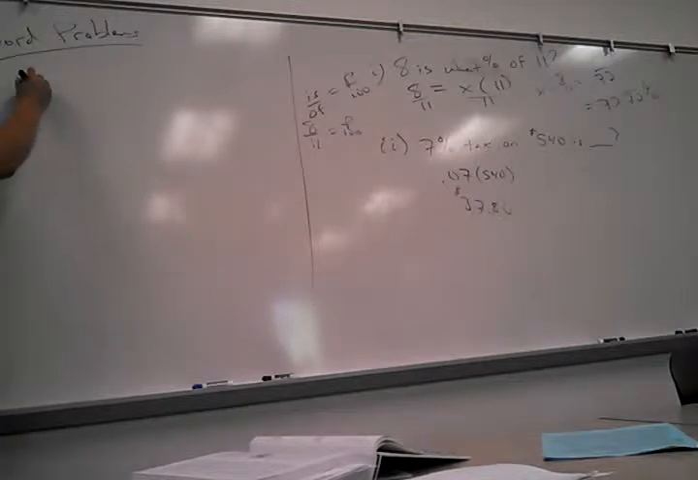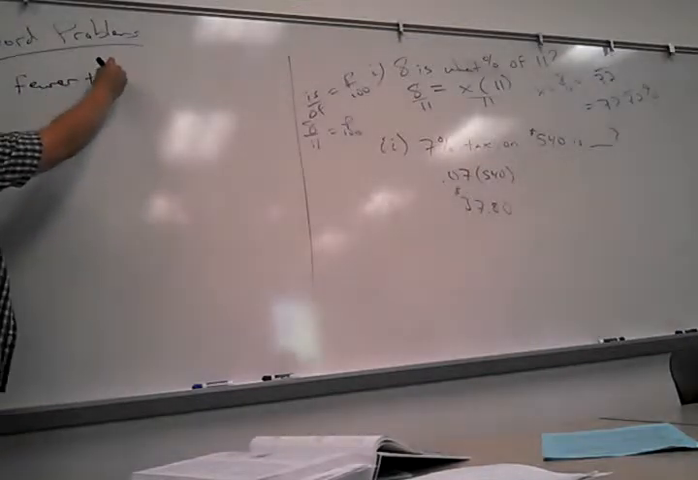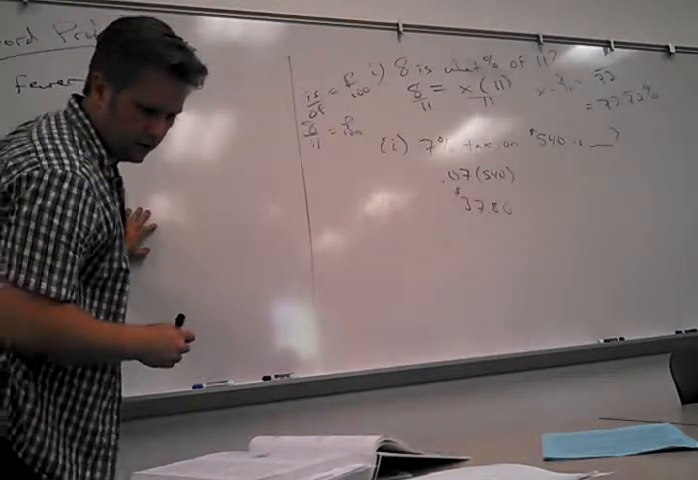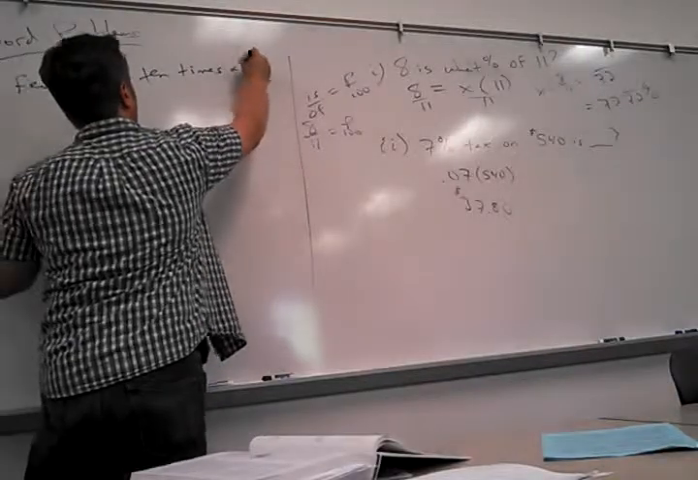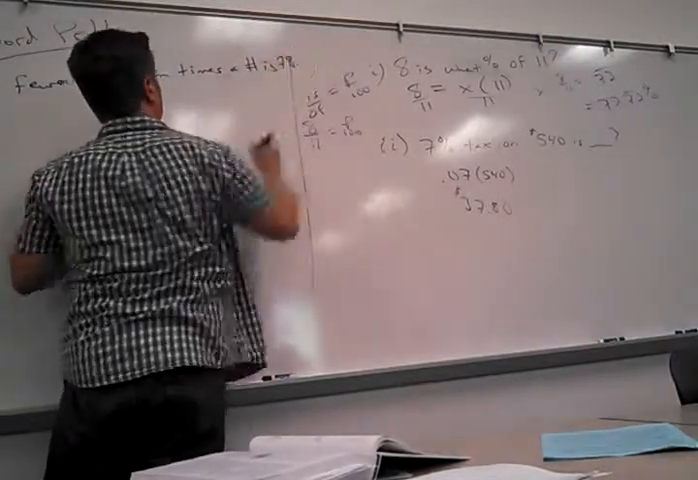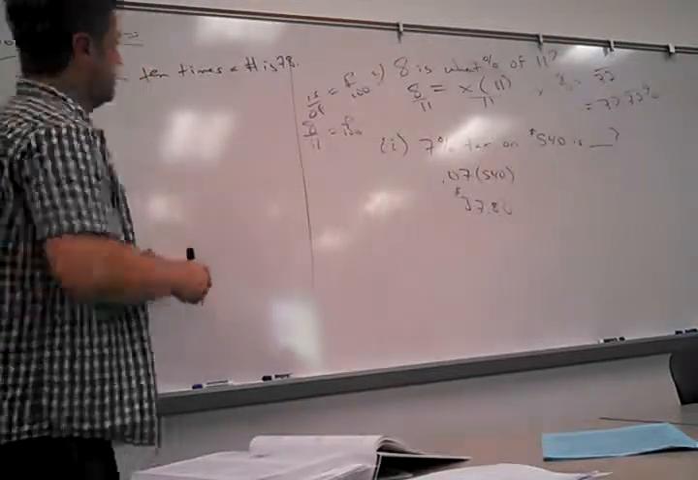2 fewer than 10 times a number is 78. What's the number?